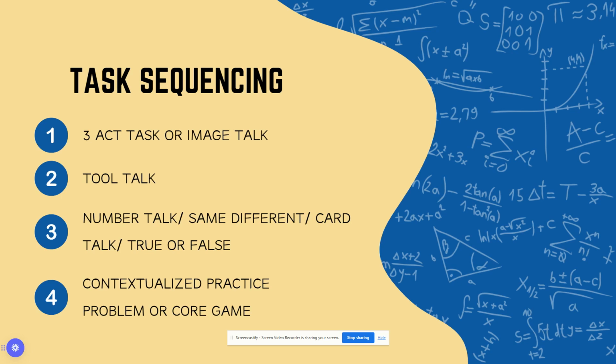Then about Wednesday, Thursday, you can be working through any of these other tasks. There's a wide variety of them. In your kit, there's number talks, same different cards, card talks, true or false questions, all different kinds of things. You're going to be working through those, like I say, usually Wednesday, Thursday, if we think about what the timeline would look like as a teacher.